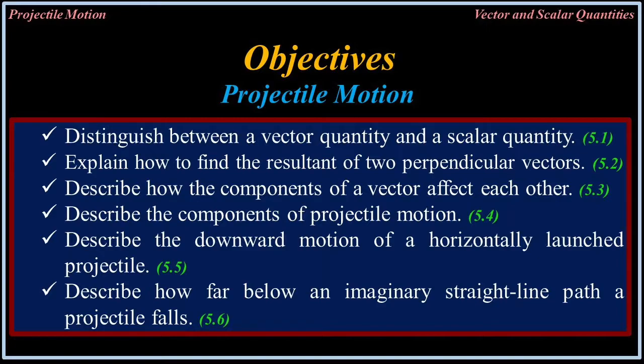Describe how the components of a vector affect each other. Describe the components of projectile motion. Describe the downward motion of a horizontally launched projectile. Describe how far below an imaginary straight line path a projectile falls.